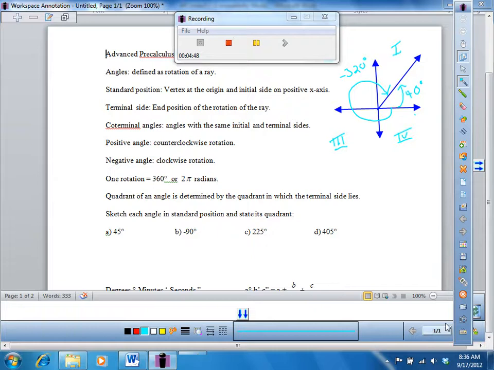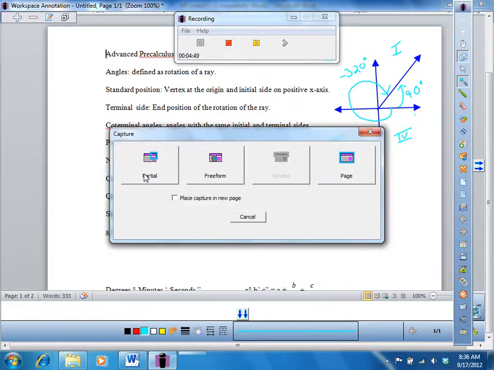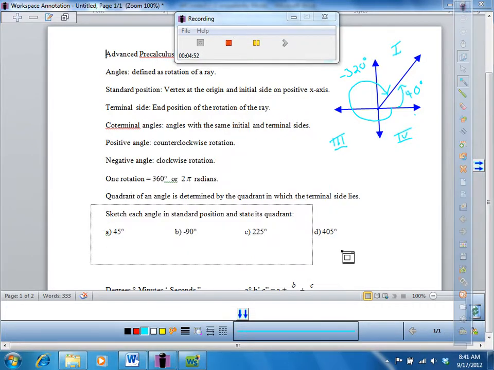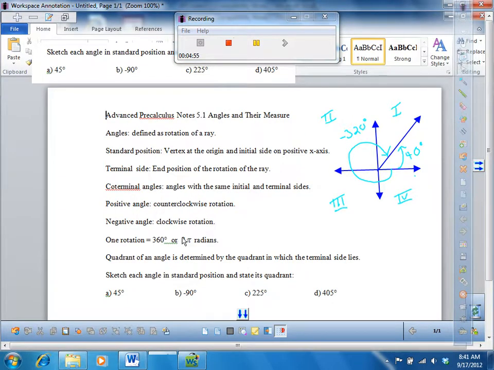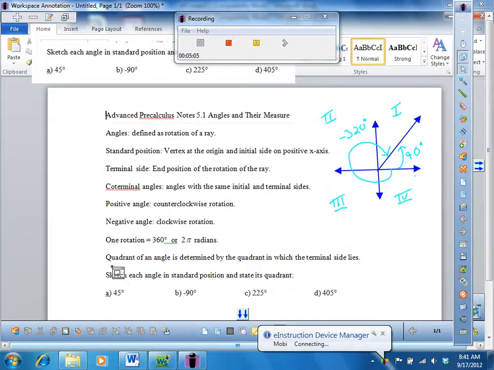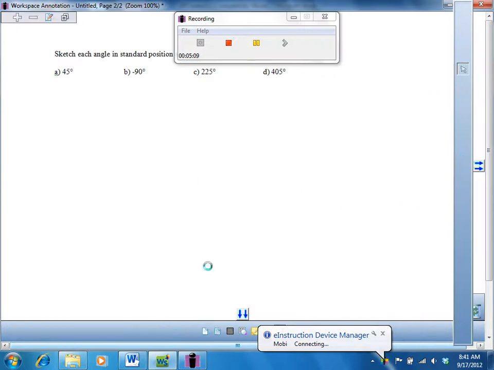Let's see. Make this bigger. Take a picture of that. So, what happened? Oh, I want to place capture. Picture face capture version. Okay, so now if I do this, there we go.